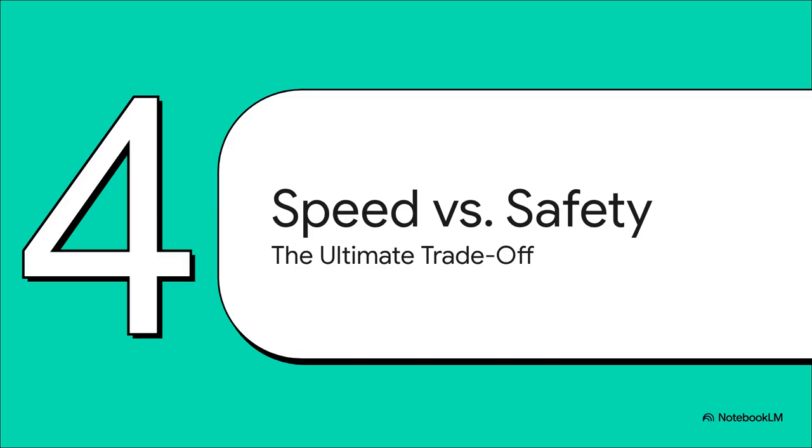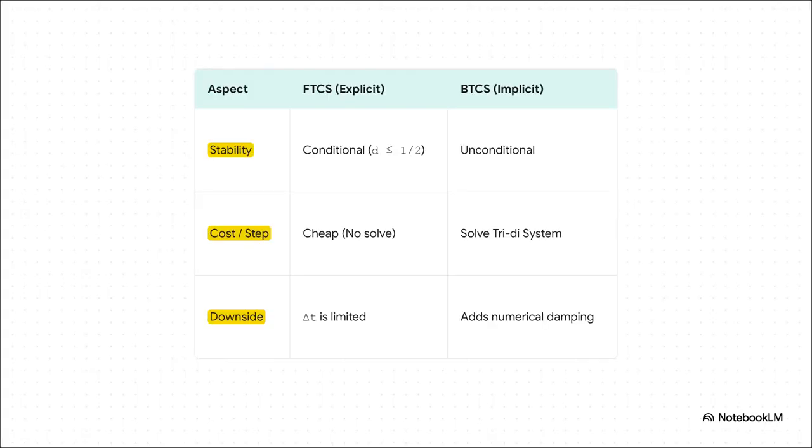So this brings us to the ultimate trade-off, really. It's not about one method being good and the other being bad. It's a strategic choice you have to make between speed and safety. And honestly, understanding this trade-off is what really separates a beginner from an expert. Okay, let's put them head to head. When it comes to stability, FTCS is conditional, it's fragile, while BTCS is unconditional. That's a huge win for safety.